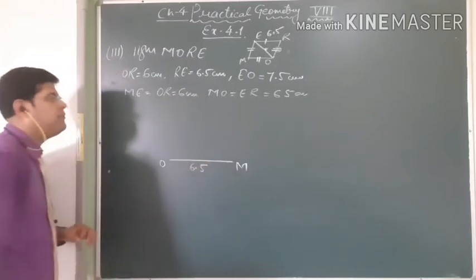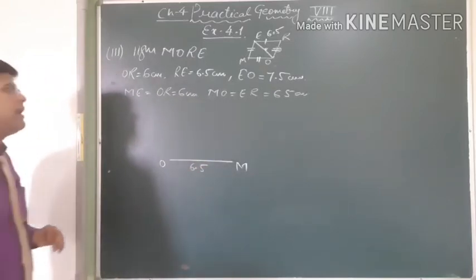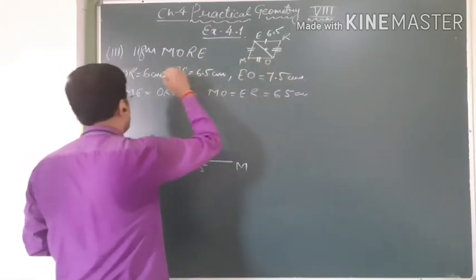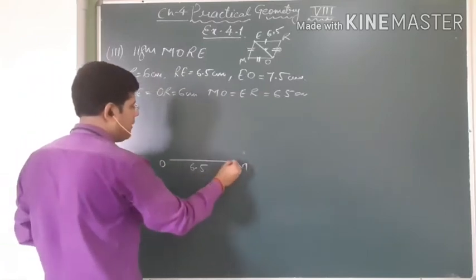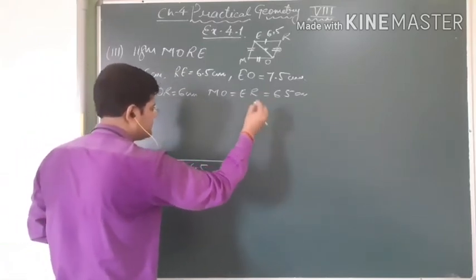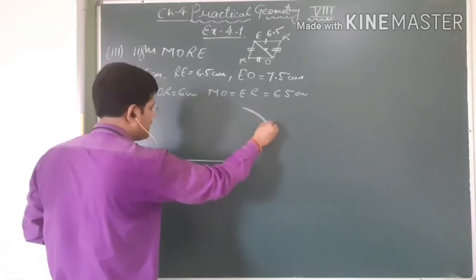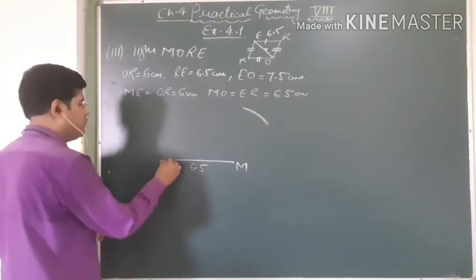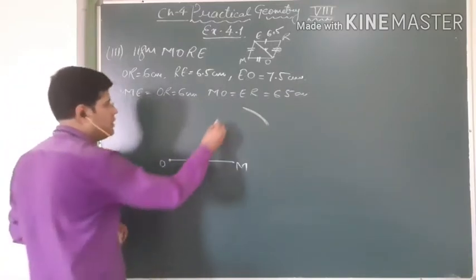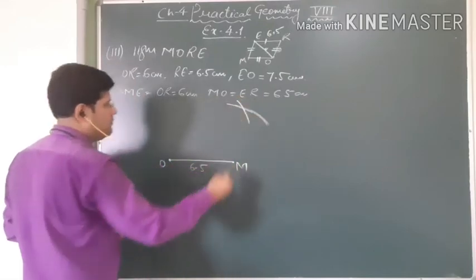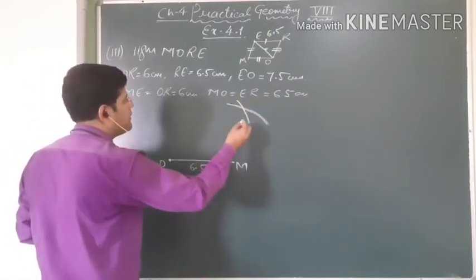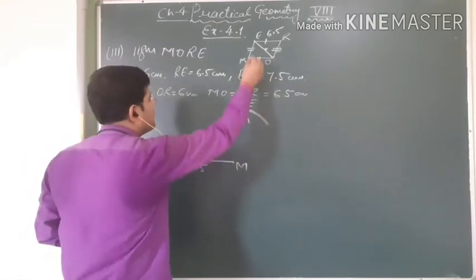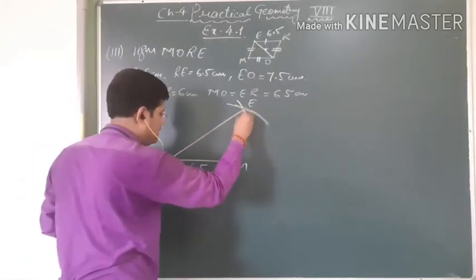From the point M, make an arc for ME, that is 6 cm. Okay students, make an arc of 6 cm from the point M. Now from the diagonal part, which is EU, make 7.5. Both intersect at point O and E. So join those points.